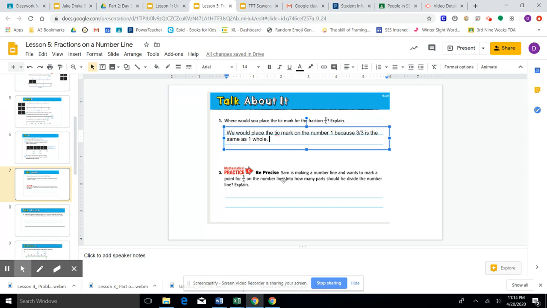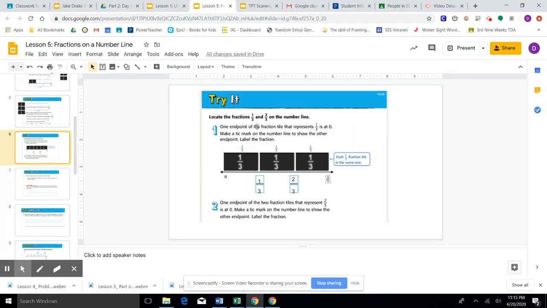Now this one, Sam is making a number line and wants to mark a point for 3/4 on the number line. Into how many parts should he divide the number line? Explain. Okay, I'm going to go back to this number line. And we had this one into thirds. So it was broken into 1, 2, 3 parts. The number on the bottom was thirds, and it was broken into 1, 2, 3 parts.